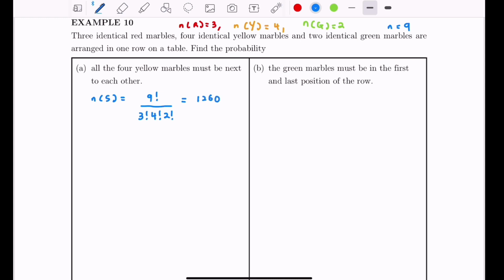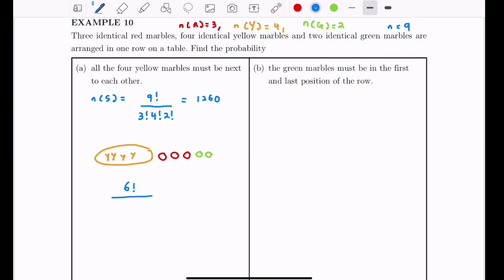So we have to find the ways to arrange all the 4 yellow marbles next to each other. So how do we arrange? We will tie all the yellow marbles together first. 1, 2, 3, 4 yellow marbles. So we count it as one unit. So the rest that remain are 3 red marbles and 2 green marbles. So we need to arrange all these marbles. So we count it as one unit, 2, 3, 4, 5 and 6. So there are 6 items altogether. So we will count it as 6 factorial.